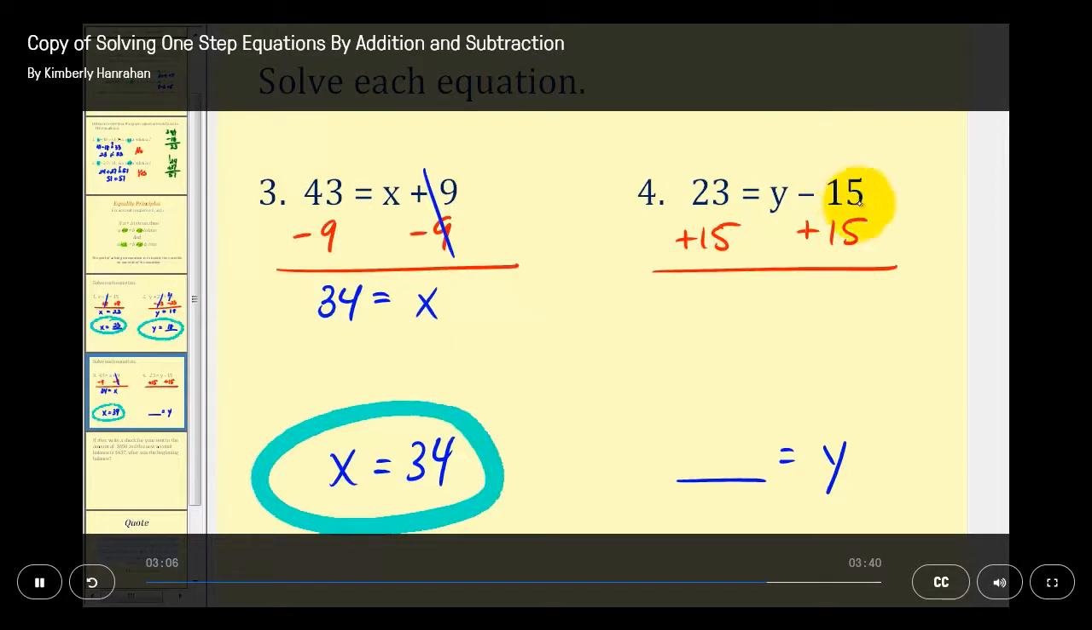So minus 15 plus 15, that would be 0. We have the y isolated on the right side this time, and 23 plus 15 would be 38. So 38 equals y is equivalent to y equals 38, which is normally how you'll see the solution written.